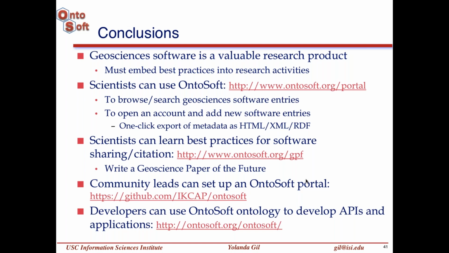It's easy to learn best practices for software sharing and citation and write a geoscience paper of the future. There's a lot of documentation and exemplars to be followed. Community leads interested in these best practices can set up an OntoSoft portal and hold geoscience paper of the future training. And then the developers can use the OntoSoft ontology and develop APIs and applications based on it.